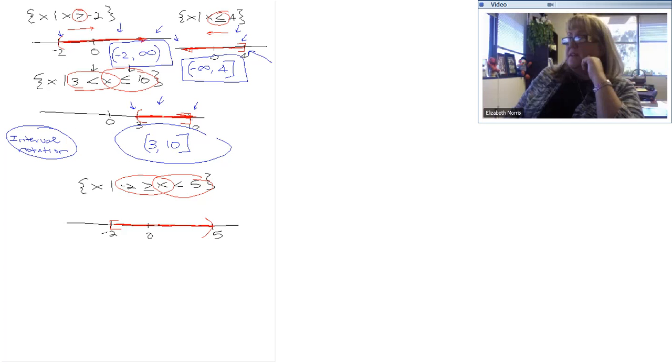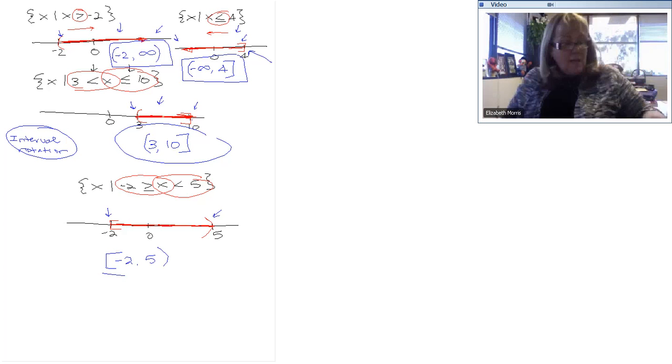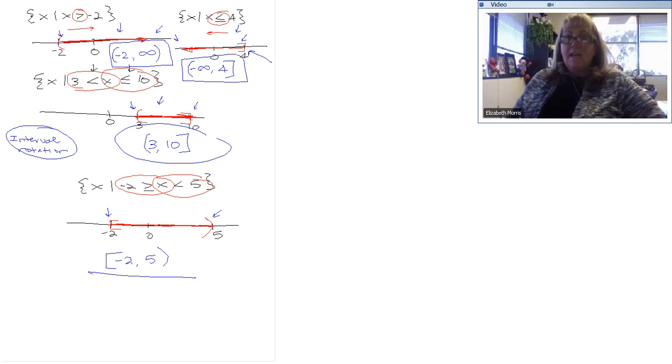Now, how would I write this in interval notation? Farthest thing to the left, -2. Farthest thing to the right, 5. -2 has a bracket, 5 has a parenthesis, interval notation. Okay? Now that's a lot. That is all. Make sure I hit everything in 1.1. Yep, that's all 1.1. Okay, and I am going to stop now, and I'm going to record 1.2 separately.